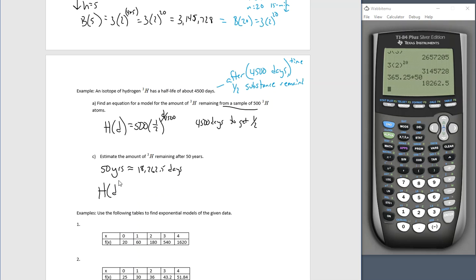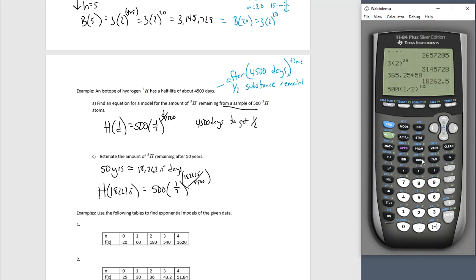So the number of hydrogen atoms after this many days, and I'm going to use the 0.5, is 500 times 1/2 to the 18,262.5 divided by 4,500. I'm going to put that in parentheses. This is what it'll look like on the calculator. 500 parentheses 1/2 to the power of, now mine shows an exponent, but not all calculators will do that. You might see the caret itself. So I'm using parentheses.